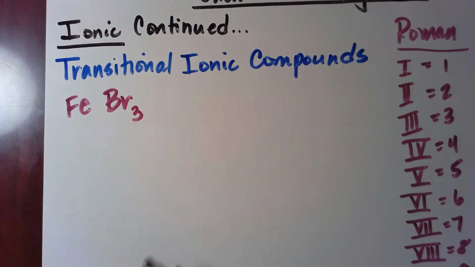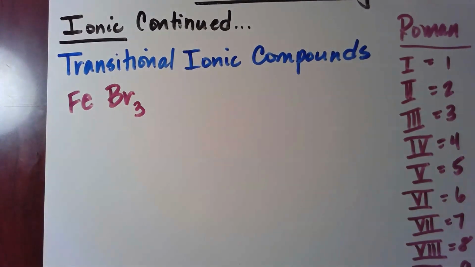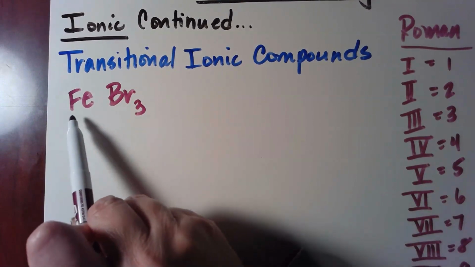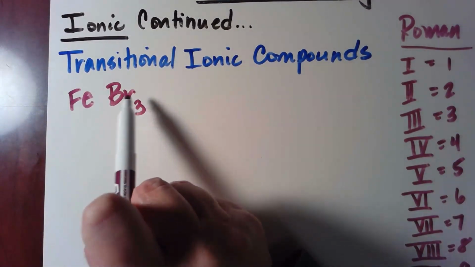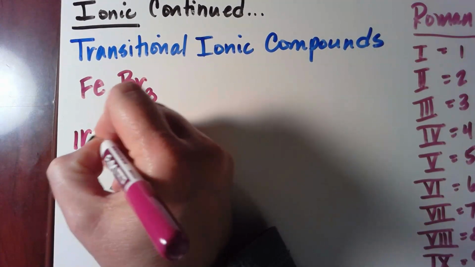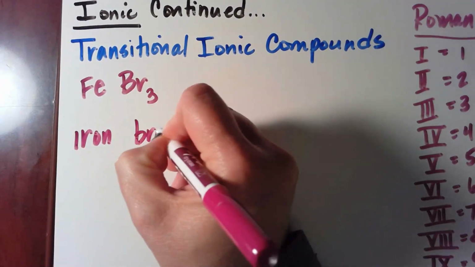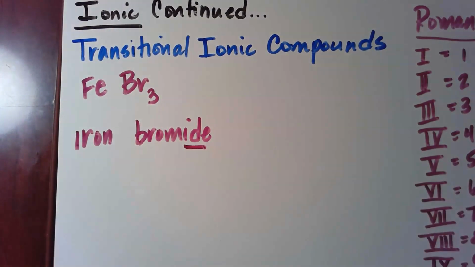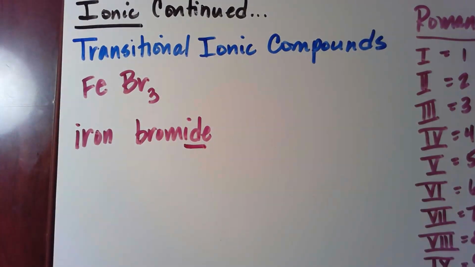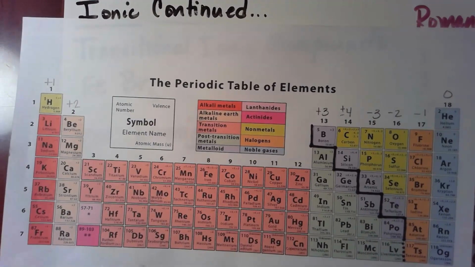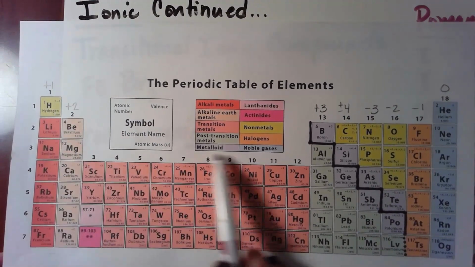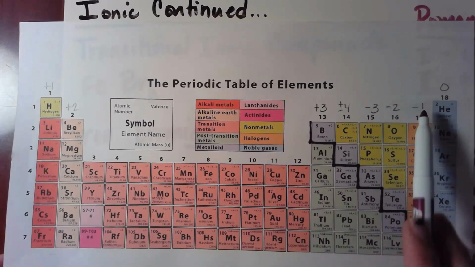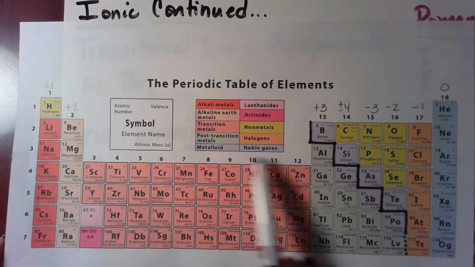All right. If we were to name this normally like we did before, this would just be iron bromide, right? We would say iron and then we would say bromide. Iron bromine, change the ending to IDE. In the issue of transitional ionics, the problem is now these guys are in the valley. If you'll notice, none of them have charges. Everybody else does on the periodic table. No charges down here in the valley.